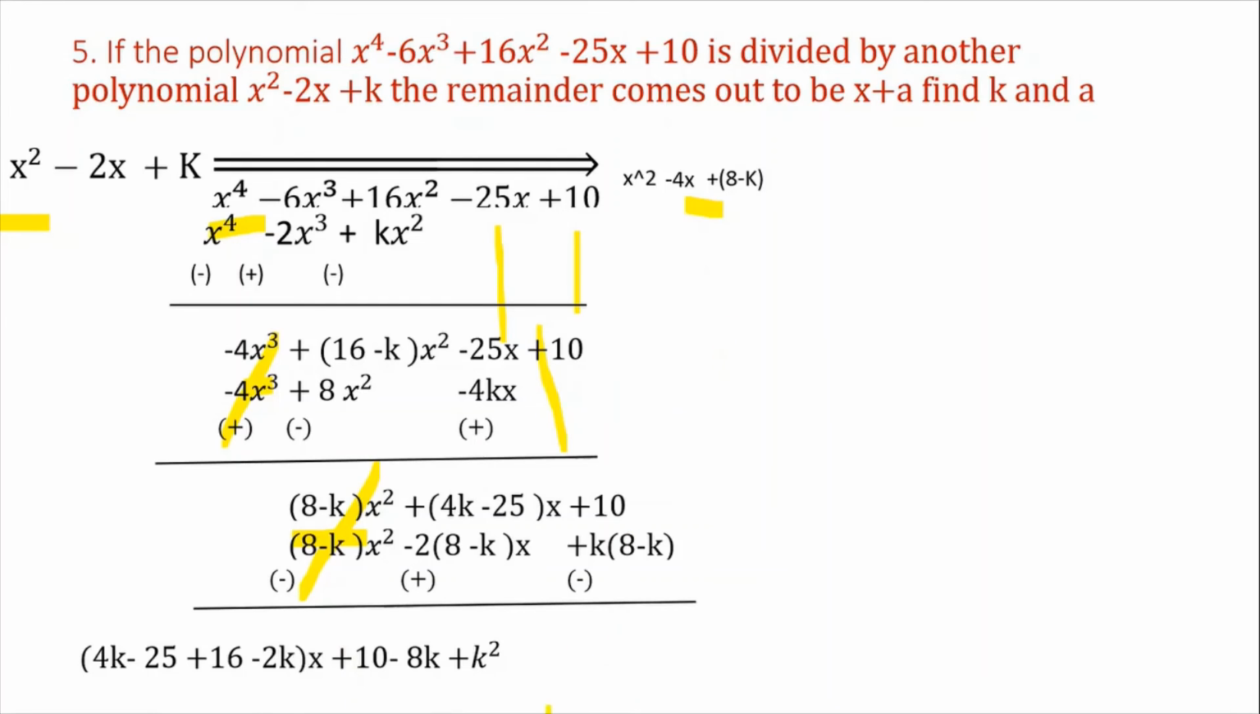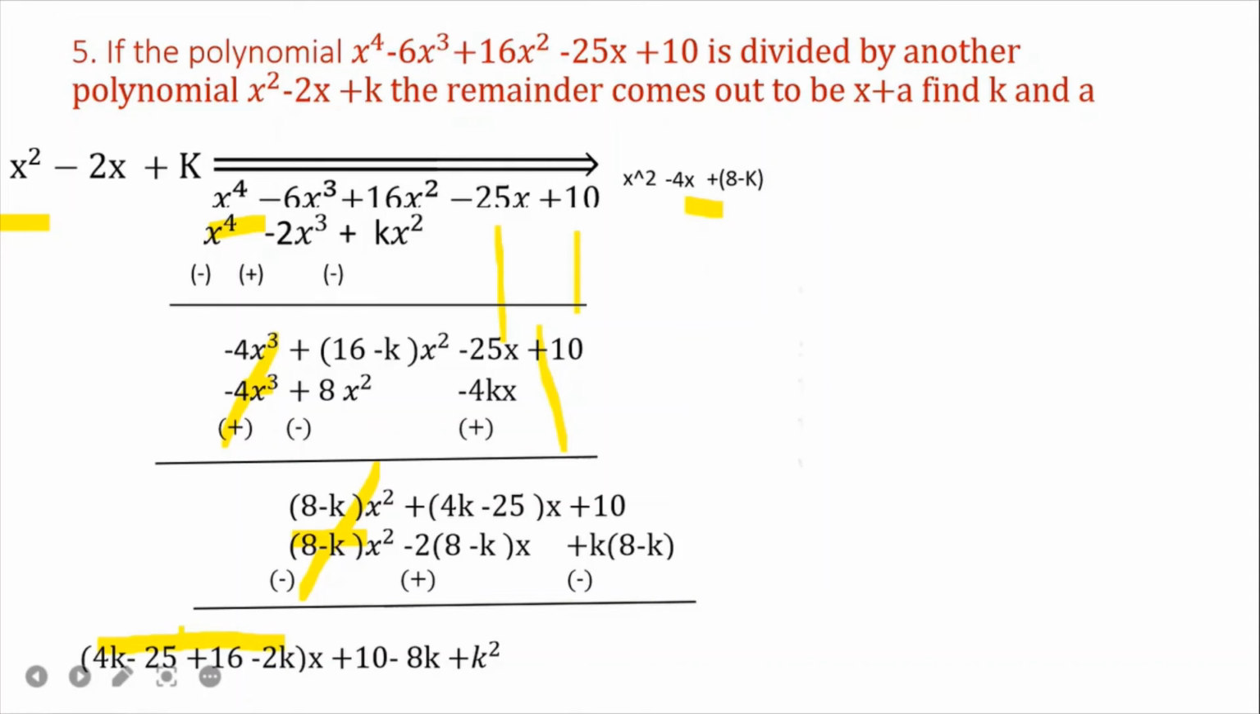Given that while performing the division process, the remainder comes out to be x plus a, but we are getting the remainder as 4k minus 25 plus 16 minus 2k into x plus 10 minus 8k plus k squared. So if we want to make it x plus a, then we should keep in mind that the whole value inside the bracket, the coefficient of x, becomes 1. So for what value of k does it become 1?